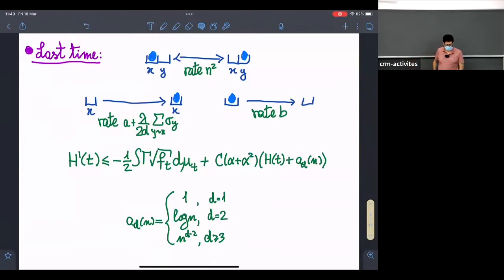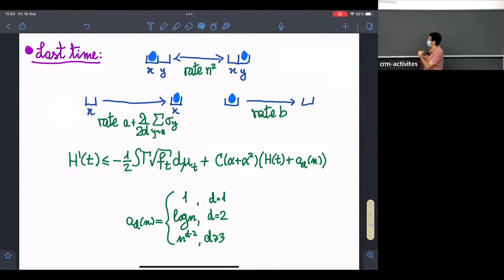And last time we managed to prove this bound here, the derivative of the entropy, by means of this Yau inequality and this averaging procedure that I explained to you, that is something you can call the quantitative replacement lemma. From this inequality you can obtain a nice bound on the entropy just by integrating it and ignoring the Dirichlet form there, because it's a negative term. So you get at the end that the entropy is bounded by e to the constant times t, times this constant A_d(n), which is equal to 1 in dimension 1, log n in dimension 2, and n to the d minus 2 in dimensions greater than or equal to 3.